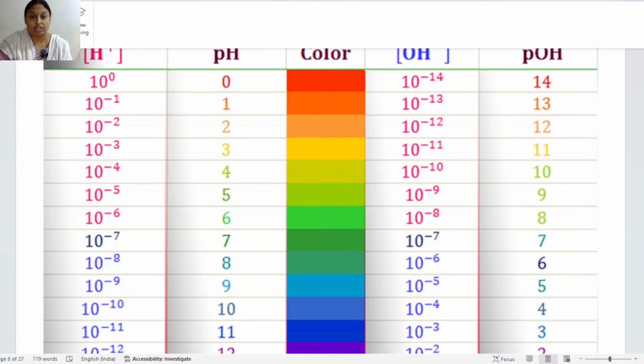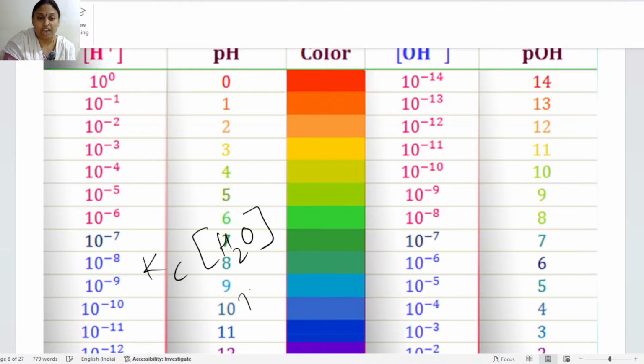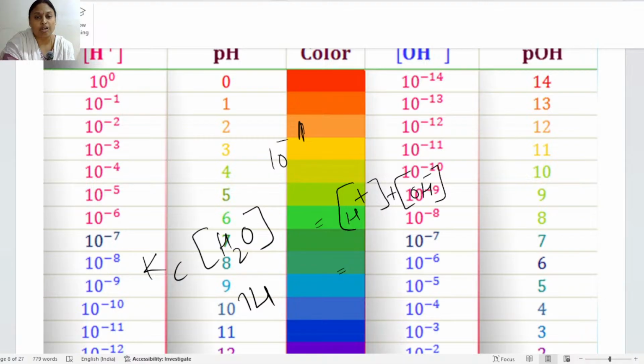pOH plus pH. So 10 power minus 1 plus 10 power minus 13. So here overall the power concentration of water is 14. Okay, so the ionic product of water we are supposed to take. This value is 14. But when it comes to the H plus ions concentration and OH minus ions concentration together, if we consider, so here we are getting the pH as 10 power minus 1. H plus ions concentration is 10 power minus 1.